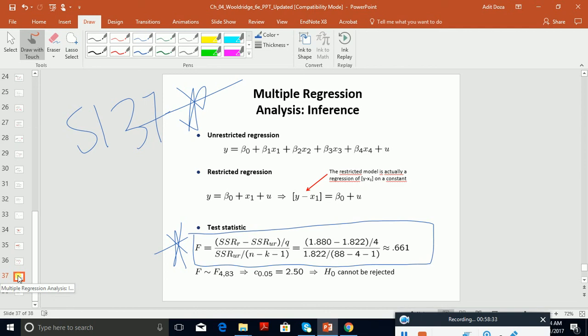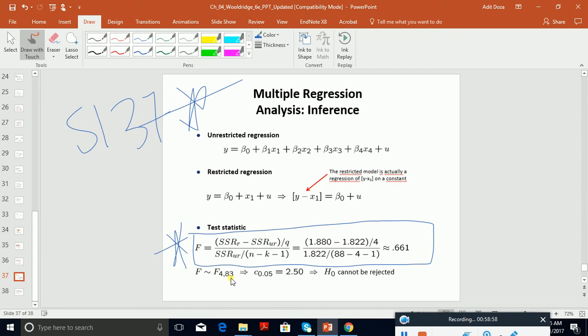How many types of freedom? Two types of degrees of freedom. So for F, you have, see, 4 and 83. So what is 4? 4 is the number of restrictions. How many restrictions do you have in your model? That means you have set 4 of your variables to be 0. There are 4 restrictions. And what is 83?